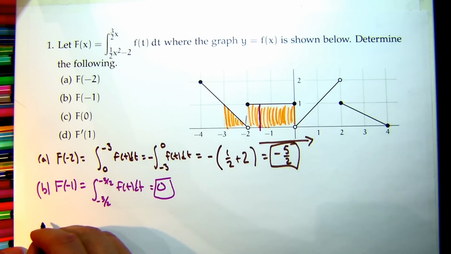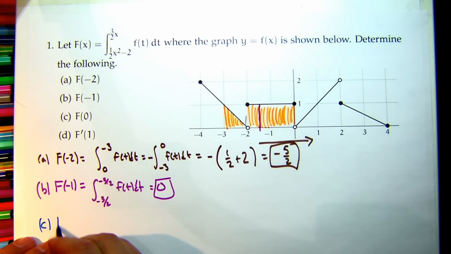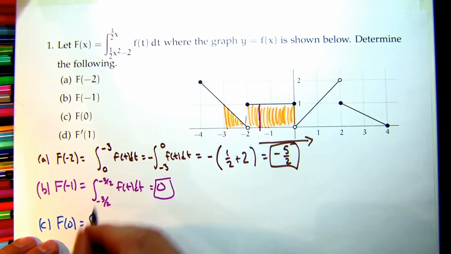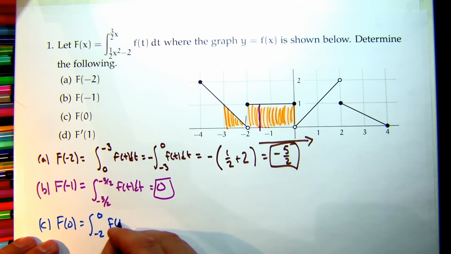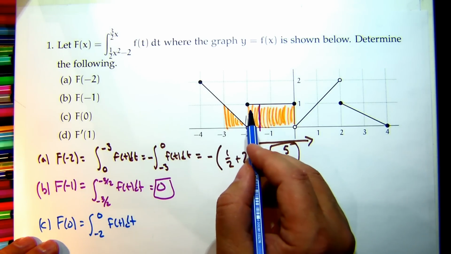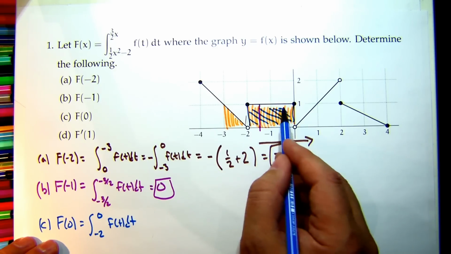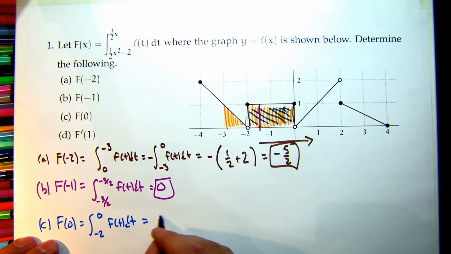When is it going to get challenging? Well, don't worry. It'll pick up. F of 0. So f of 0. So that's the integral. Plug in 0. -2 to 0. F of t dt. Well, bounds are in the right order. So -2 to 0. So I'm back to just the rectangle. What's the area? And we're done with part C.